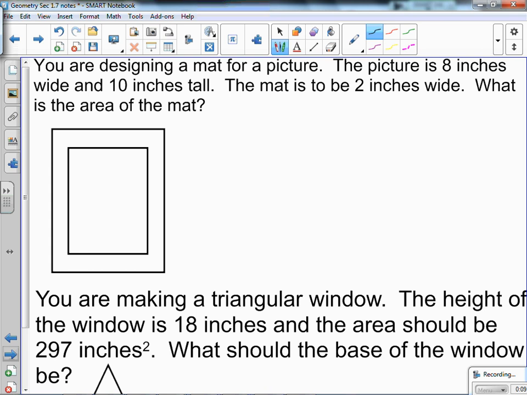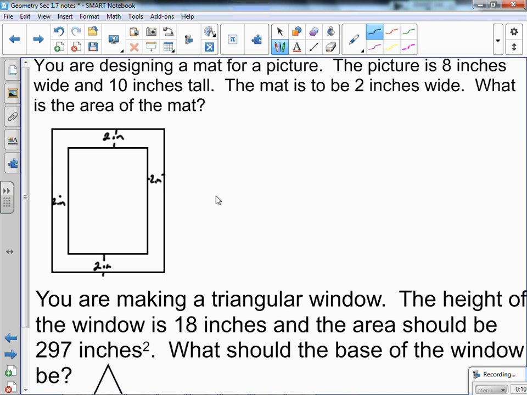All right, so next one, you're designing a mat for a picture. The picture is 8 inches wide, 10 inches tall. The mat is to be 2 inches wide. What is the area of the mat? All right, so we're talking about a picture. The mat is like a little cardboard insert that goes around the picture. And so in this example, the mat itself is 2 inches wide, so 2 inches in all directions, 2 inches on all four sides.